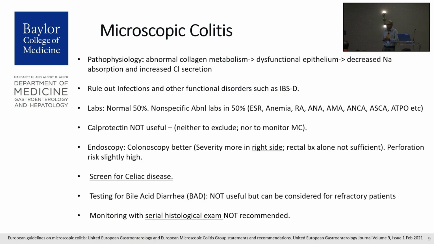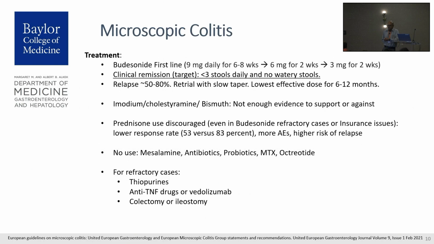Okay, so screen for celiac disease, very important. And you don't need serial colonoscopies to check whether the microscopic colitis is gone or not. The one important thing is that the clinical remission target is something more defined now. Before, there was no target. Now you don't need to check calprotectin. You don't need to do another colonoscopy to see whether the band is gone or not. It's more like a clinical target. If the patient is doing less than 3 bowel movements a day, that's fine.